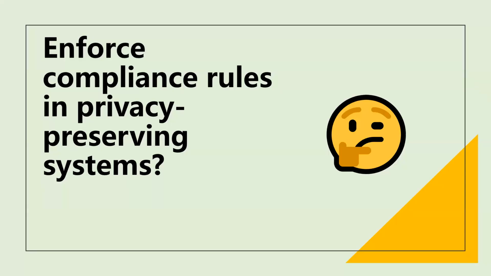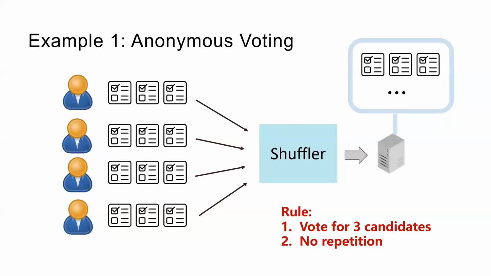So the main problem here is: can we enforce some compliance check in privacy preserving systems? Here, I will give you some examples. For example, this is a pretty common anonymous voting setting. Let's assume there are multiple candidates, and each user can vote for 3 candidates. And here's the process. Every user first generates their 3 votes, and then sends their votes to a shuffler or a mixer, whatever you call it. And then the shuffler is going to mix up all the votes. And finally, the shuffler is going to send the shuffled votes to the server. And finally, the server is going to count on the shuffled vote set.